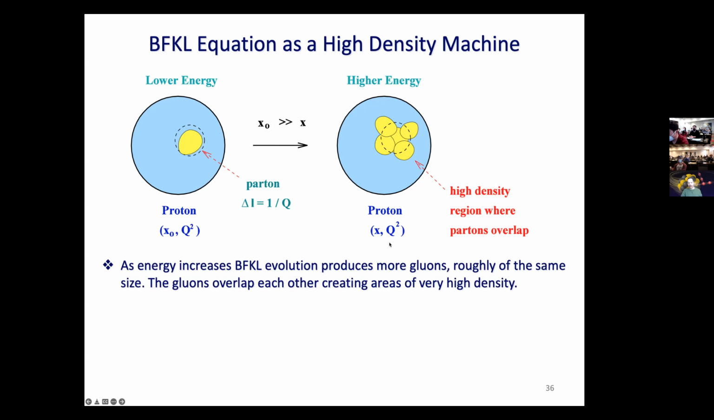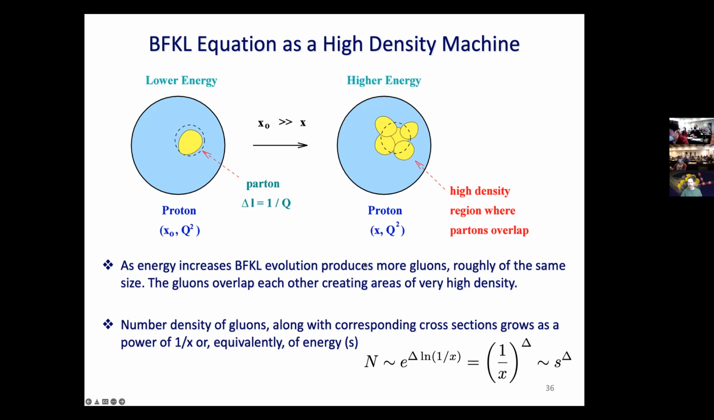Okay, so fine, you say great, but that is not a major crime. It's producing some dense regions, very well, so be it. You can also argue that the number will grow exponentially. Remember, we have a linear equation. The solution of a linear equation is usually an exponential in log 1 over x.